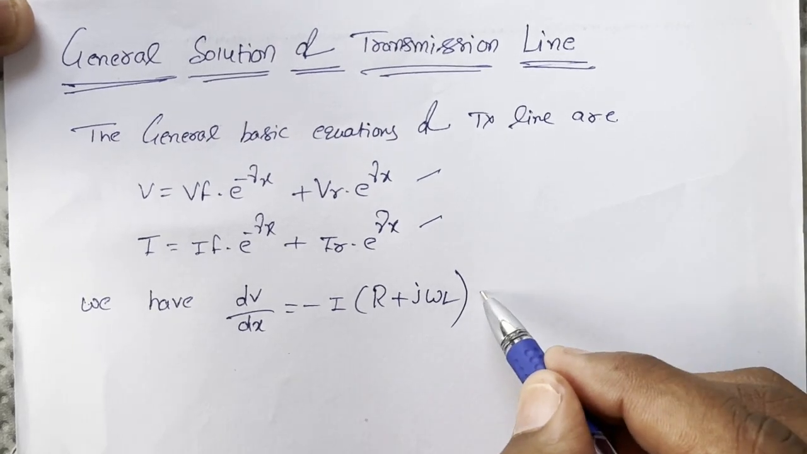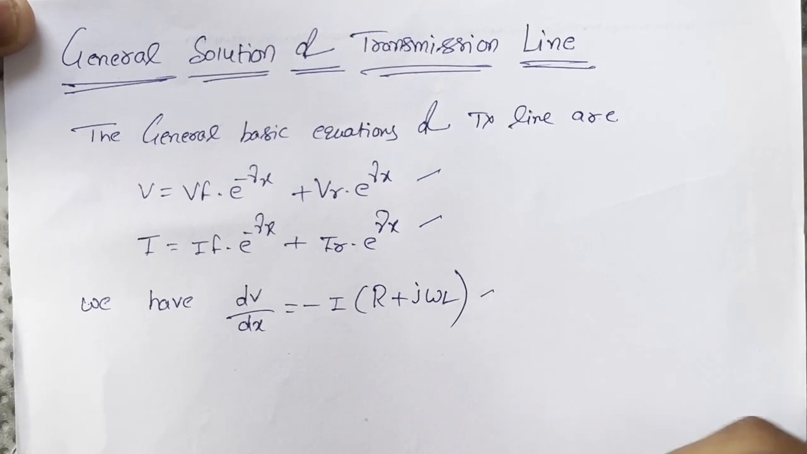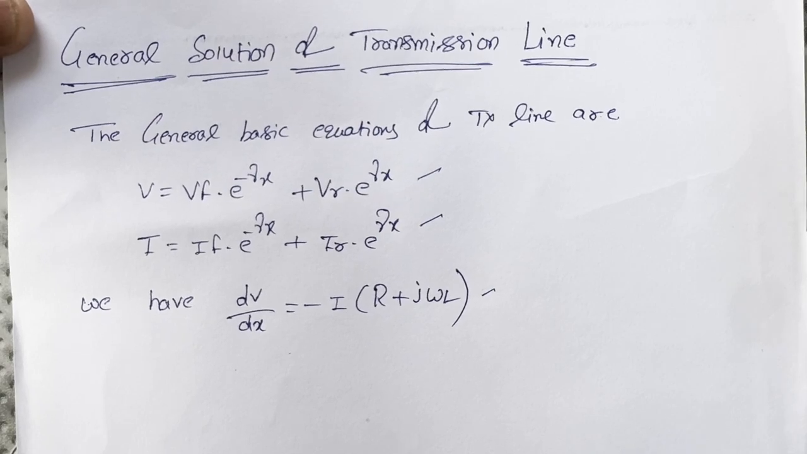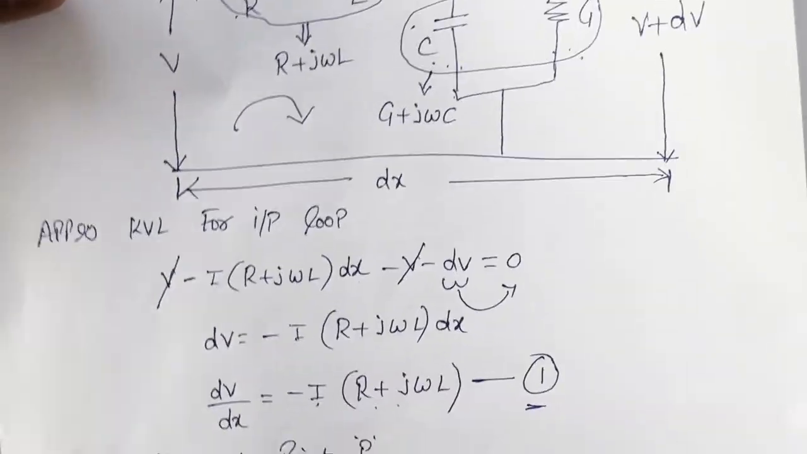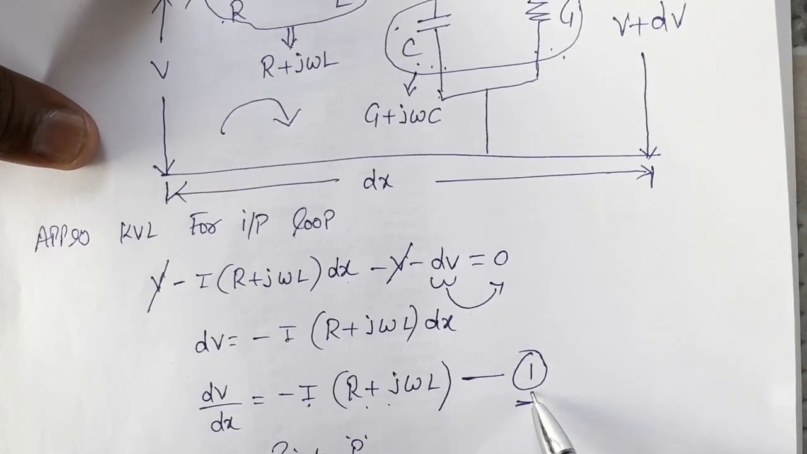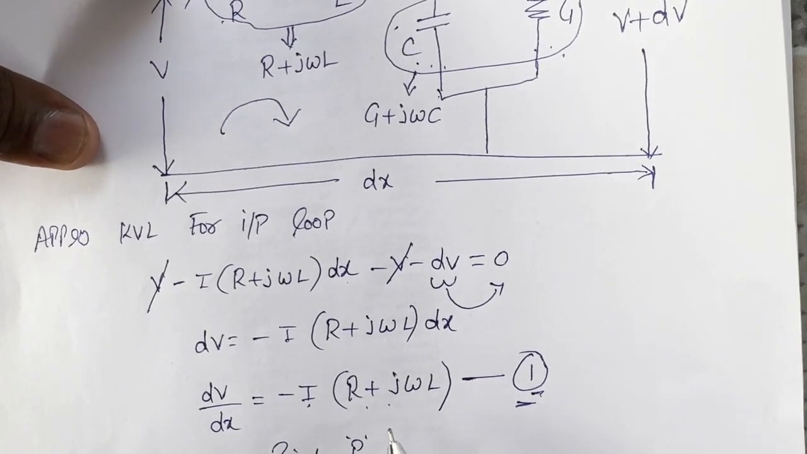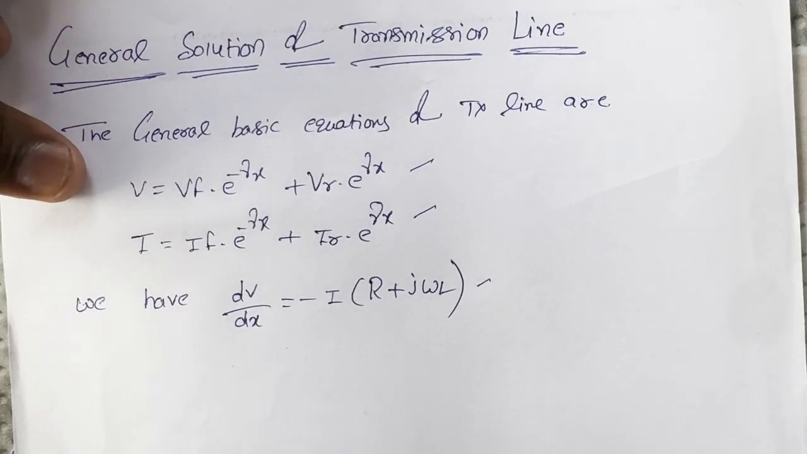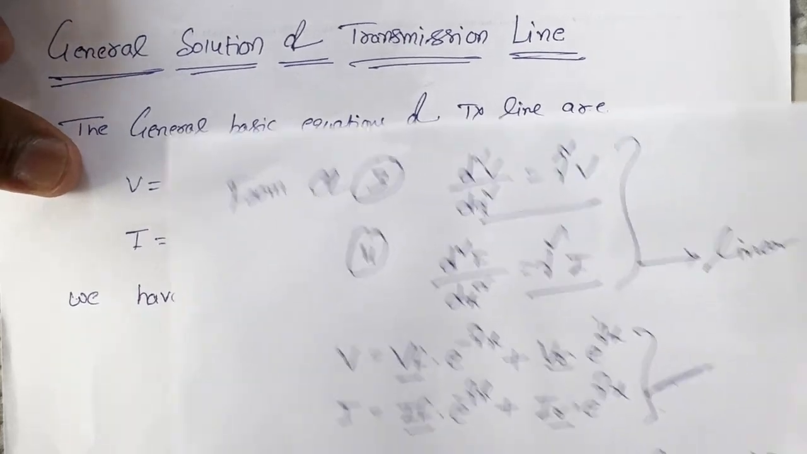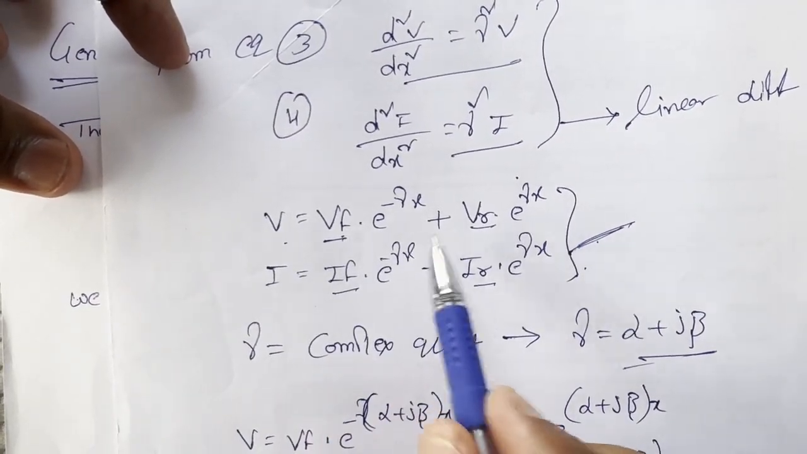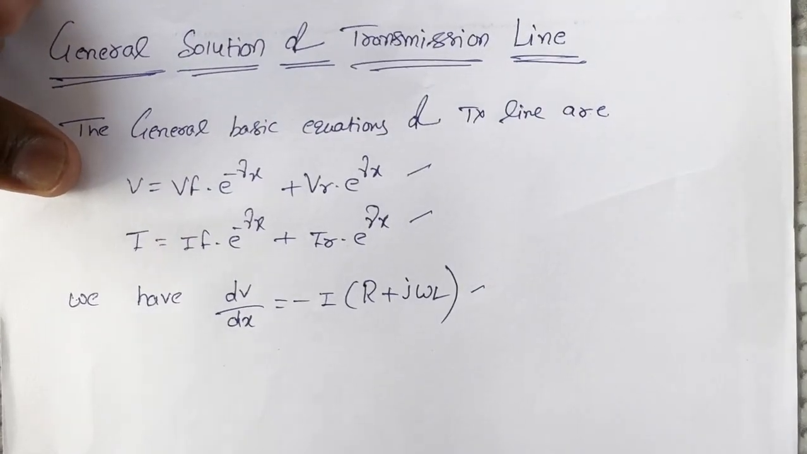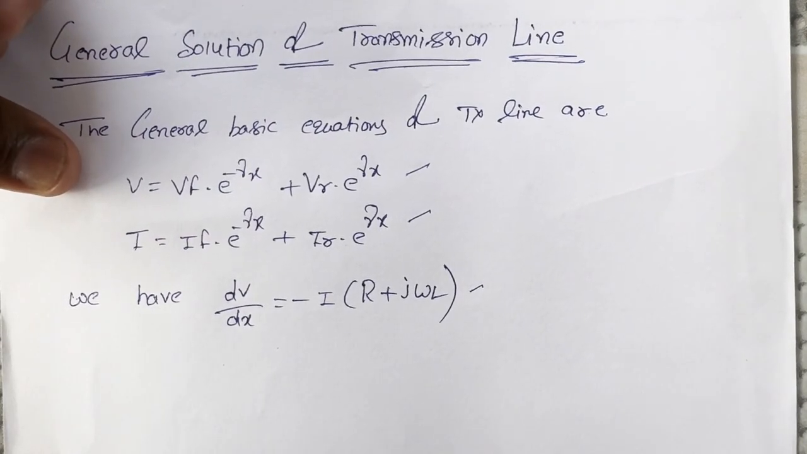and in the derivation we got the dV by dx value. This I will show to you. Here it is: dV by dx equals minus I into (R plus j omega L), and at the same time the basic transmission line final equations are V equal to Vf into this. These are the equations we got in our previous discussion.